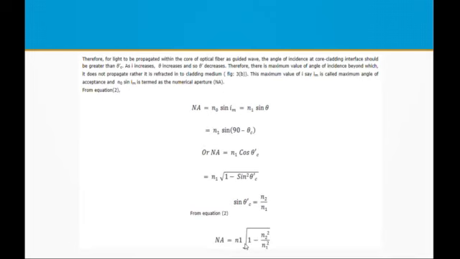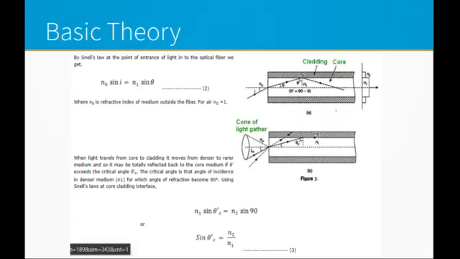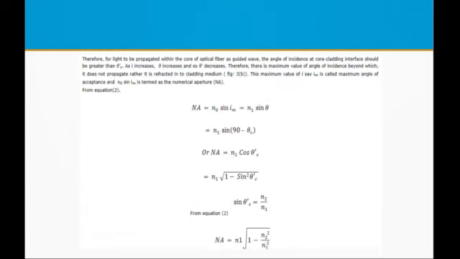Now let us get to the numerical aperture. What is the definition of numerical aperture? The maximum angle of incidence at the air core interface such that my angle of incidence at the core cladding part becomes the critical angle or greater than that, and that maximum angle of incidence is termed as the acceptance angle.